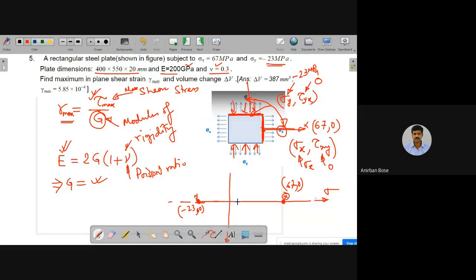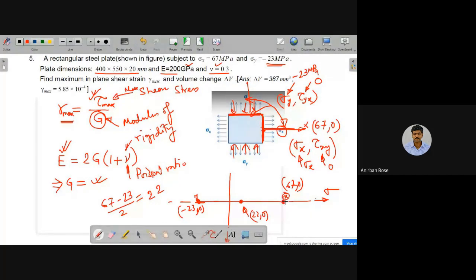If it is a diameter, then where will the center be? Exactly the midpoint of that. So that is definitely (67 minus 23) divided by 2. If you do this calculation, it will be 44 by 2, so it is coming 22. So the midpoint will be 22 comma 0, right? So we can see this will be the center.